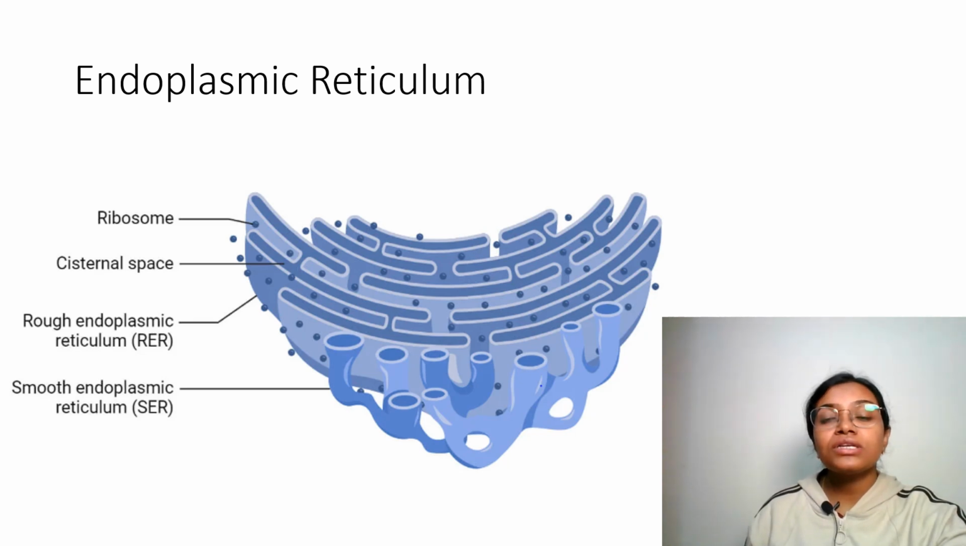Rough endoplasmic reticulum's functions: the majority of the functions of rough endoplasmic reticulum are associated with protein synthesis. The rough ER also plays a vital role in protein folding, and also ensures quality control of the protein. The second most important function after protein synthesis and protein folding is protein sorting.